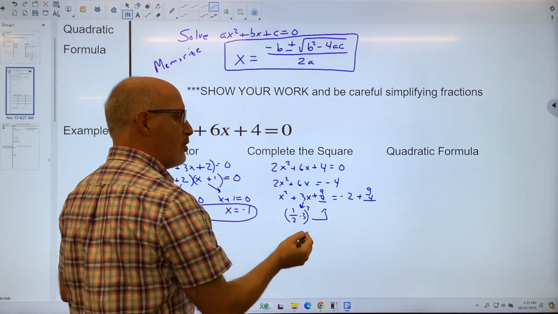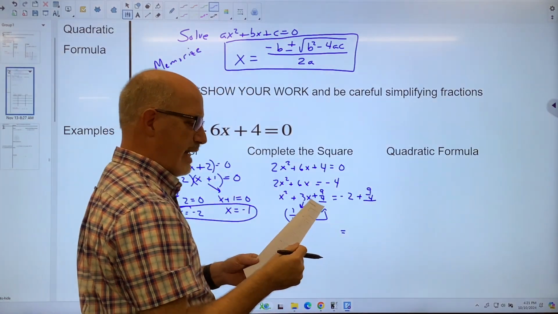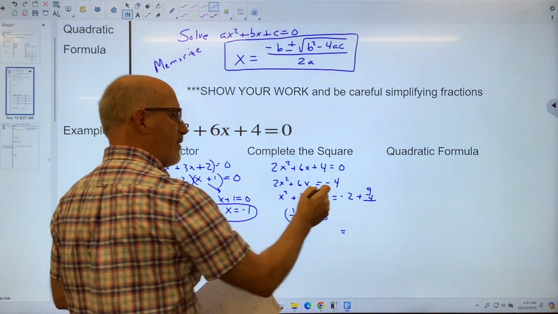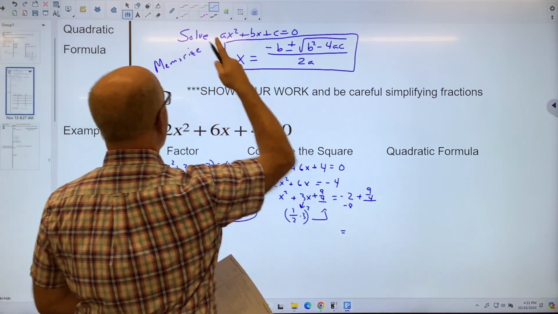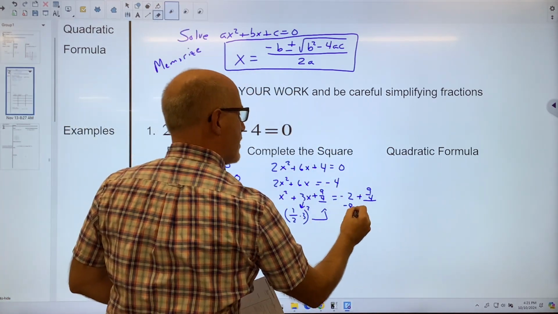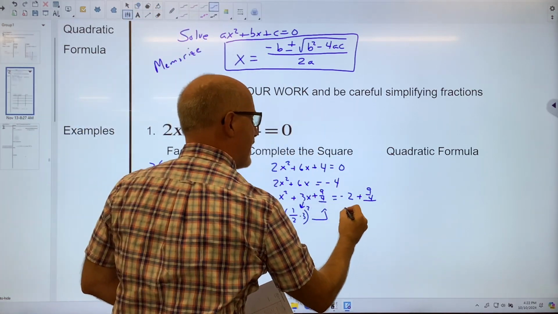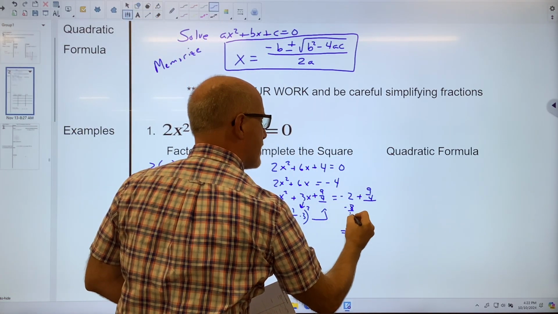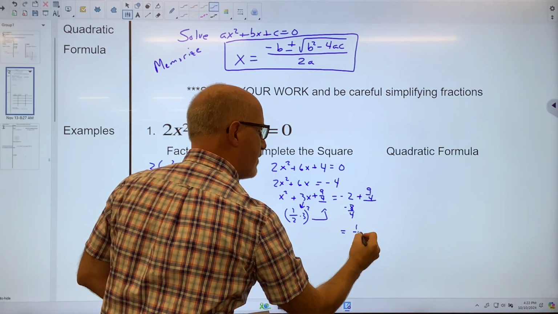Now, negative 2 in terms of fourths, we want to get a common denominator when adding those two. So negative 2, just as a reminder, that's going to be negative 4. When we put it over fourths, we multiply by 4 over 4, we get negative 8/4. Added to positive 9/4 will give me 1/4.